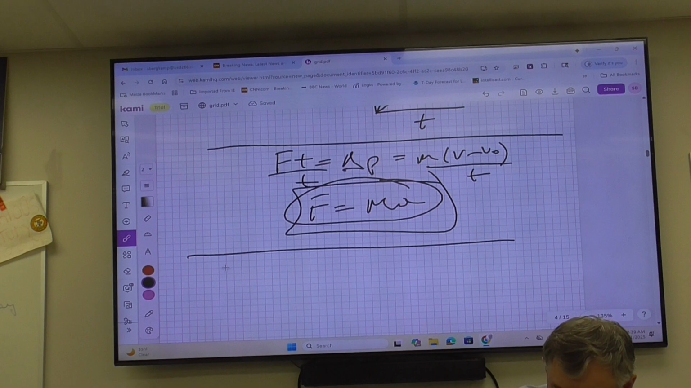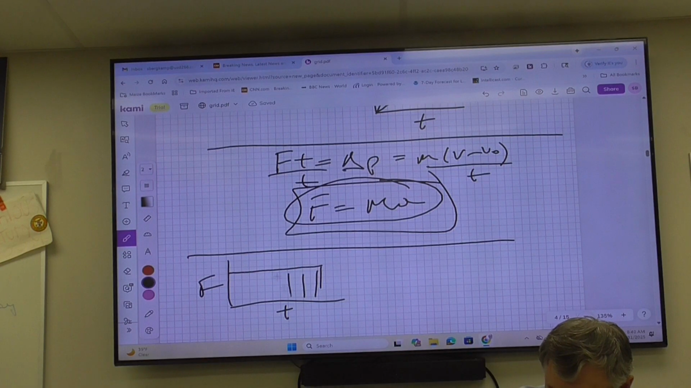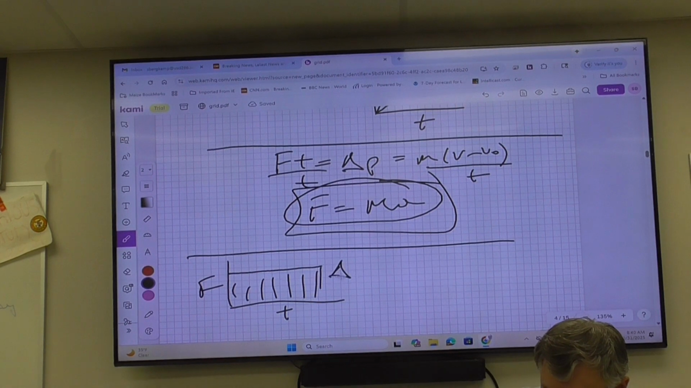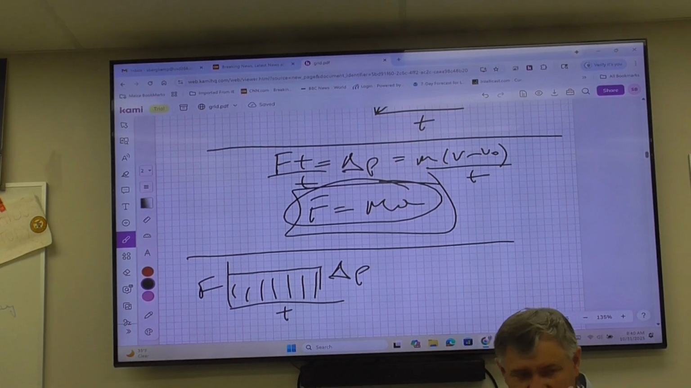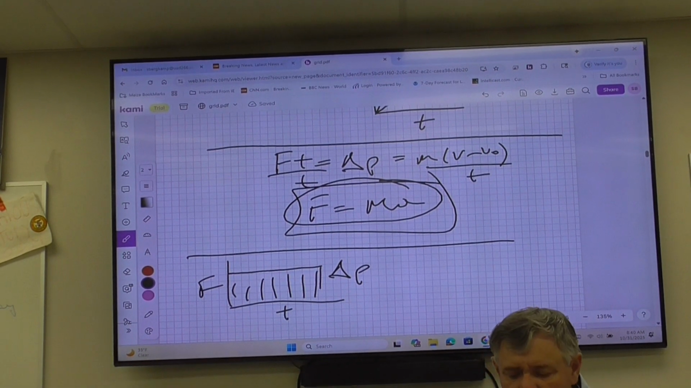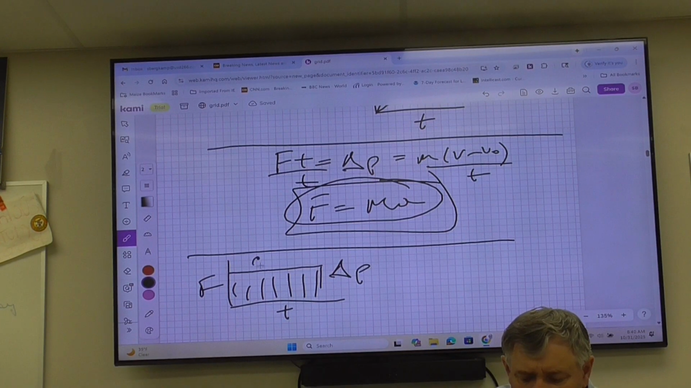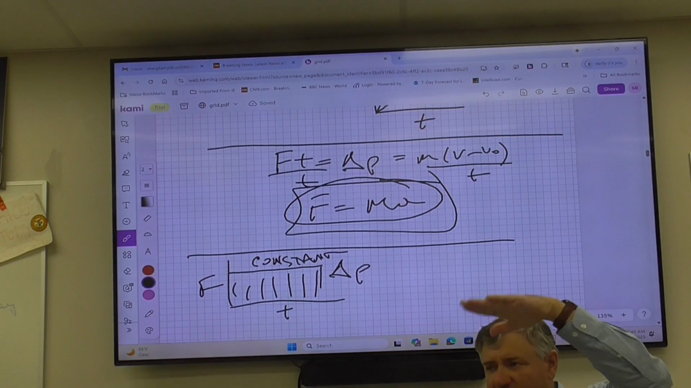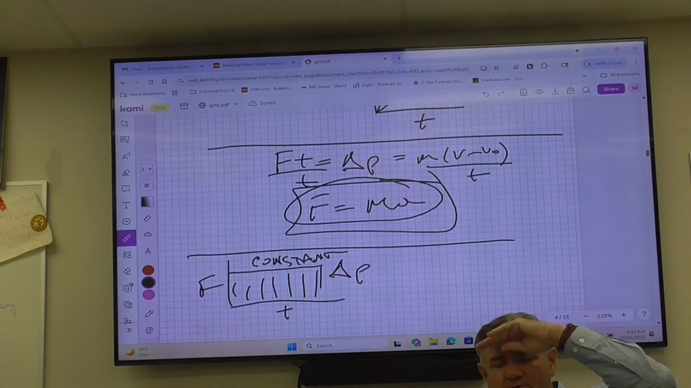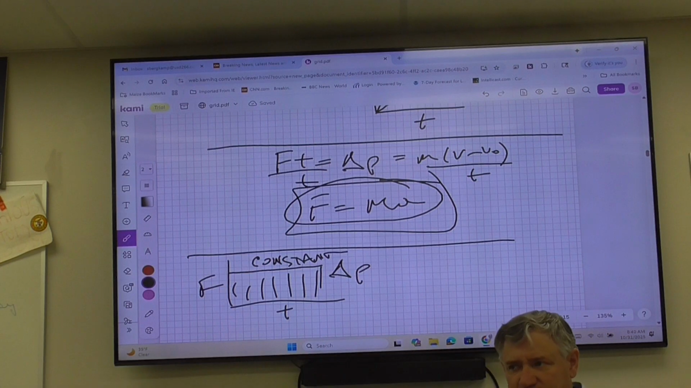Now, we just established also that force times time on a graph equals change in momentum. So here's though where this gets glitchy, okay? This is assuming that you have a constant force. It's the same uniform force acting over the same amount of time. In reality, that isn't true, okay? And I'll give you an example.